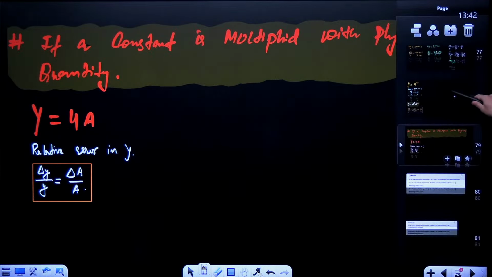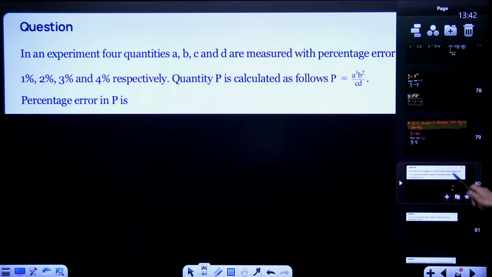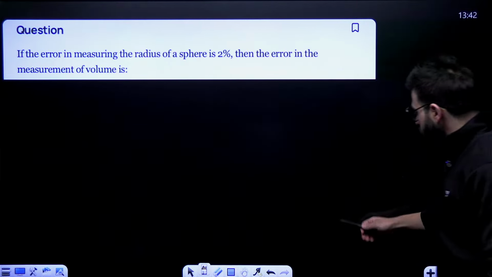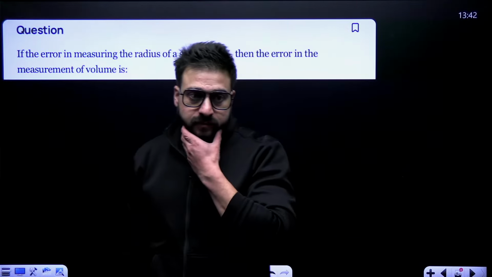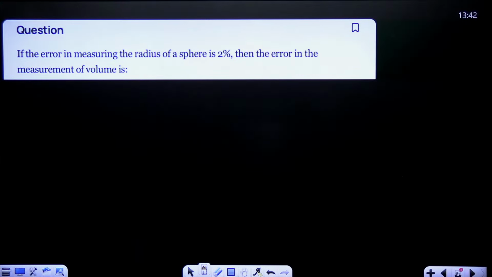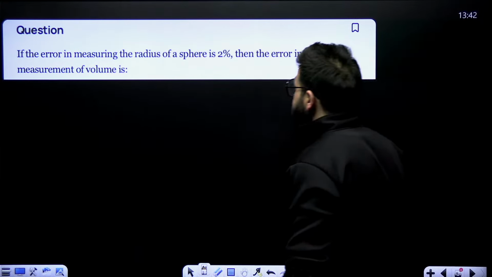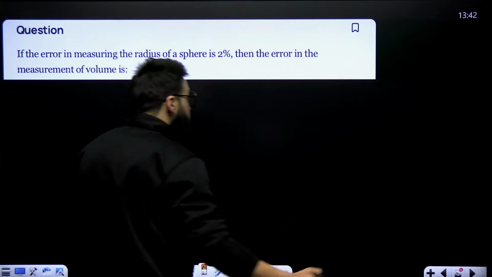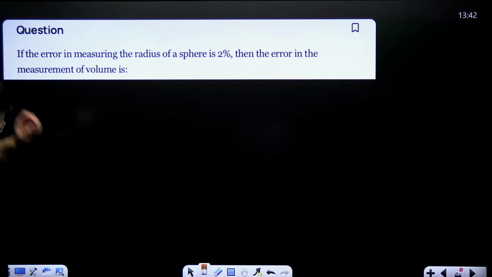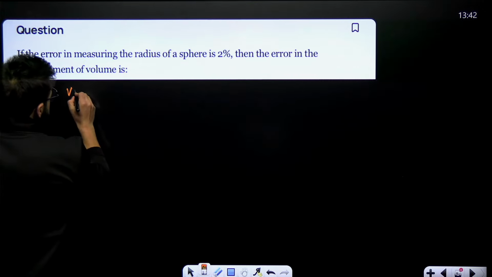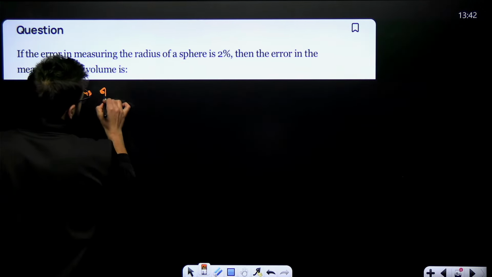Now let's solve the questions on this. First, before this, I will show you this particular question. Let's see. If the error in measuring the radius of a sphere is 2%, okay, guys, understand? Then the error in the measurement of the volume is, if we have a sphere, I can just write over here, volume of a sphere.